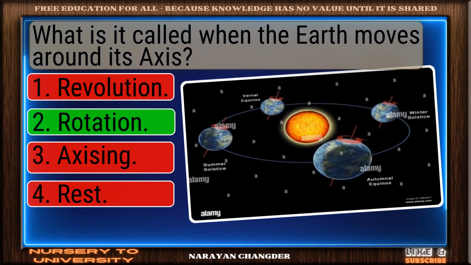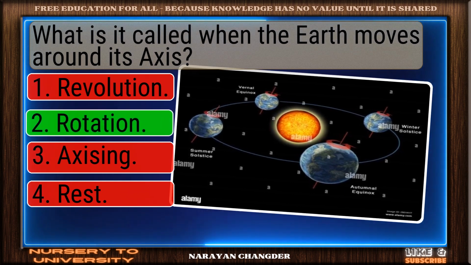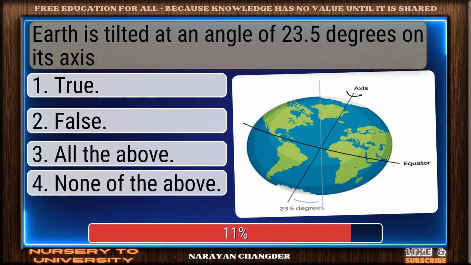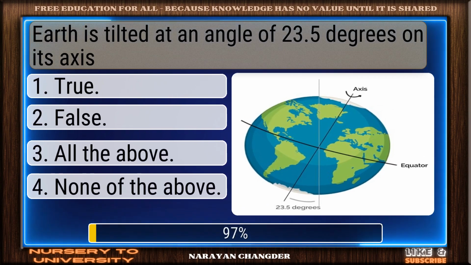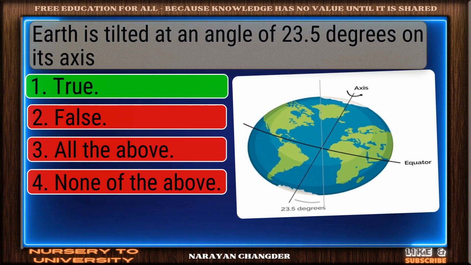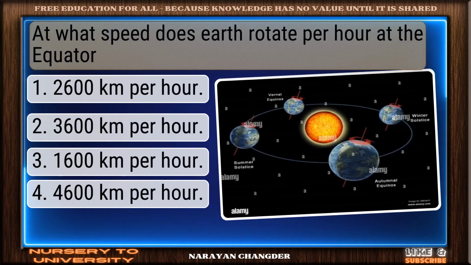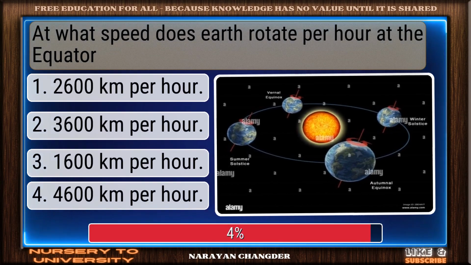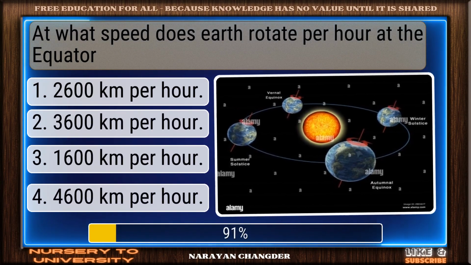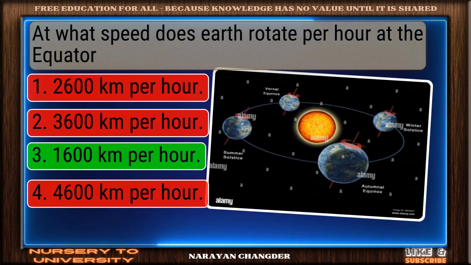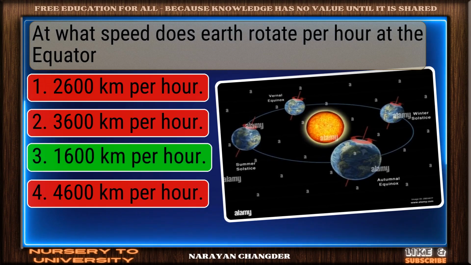Right choice. Rotation is the best answer. Earth is tilted at an angle of 23.5 degrees on its axis. Clear logic. Your choice true is sound and 100% true. At what speed does Earth rotate per hour at the equator? Exactly. 1600 km per hour makes sense, and it is the right choice.